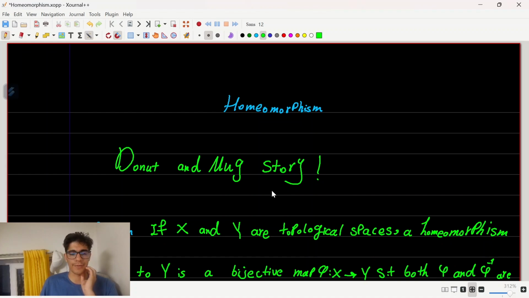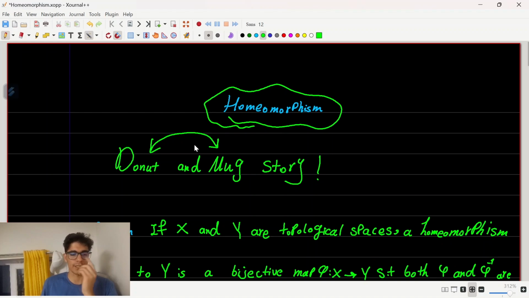I'm sure you are familiar with the donut and mug story from the topological aspect. These two things are the same. It means with a homeomorphism, which I'm going to say what it is, you can transform a donut to a mug, or as they say, for a topologist, a donut and a mug are the same thing.